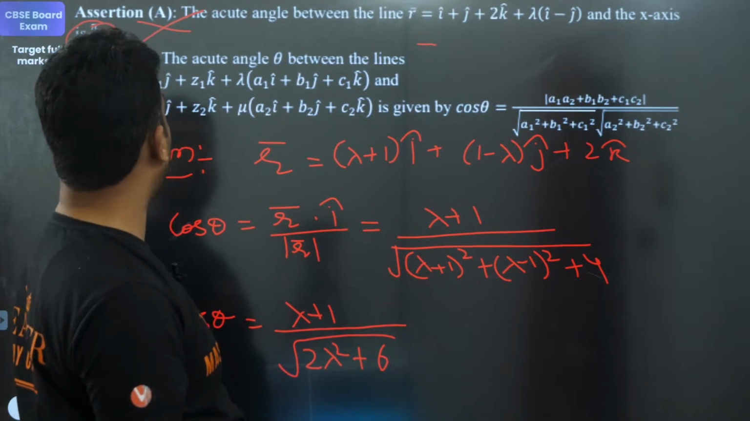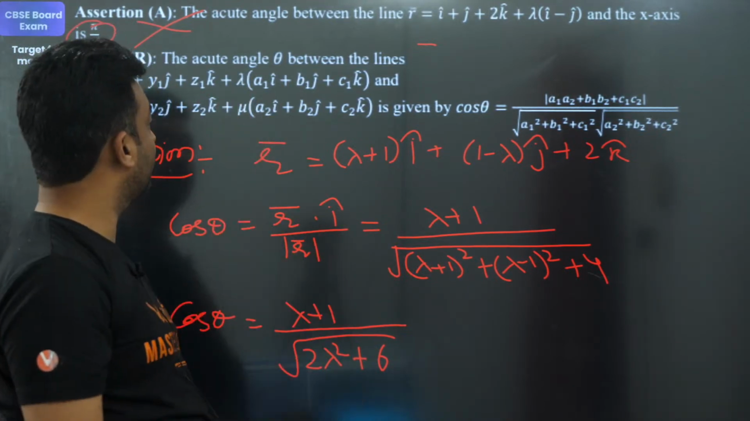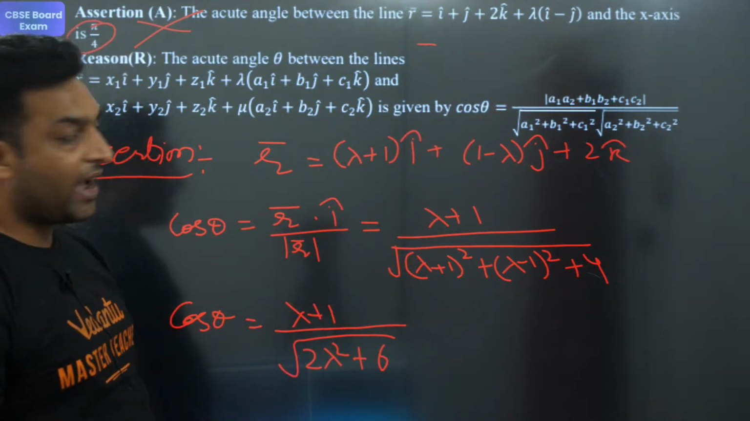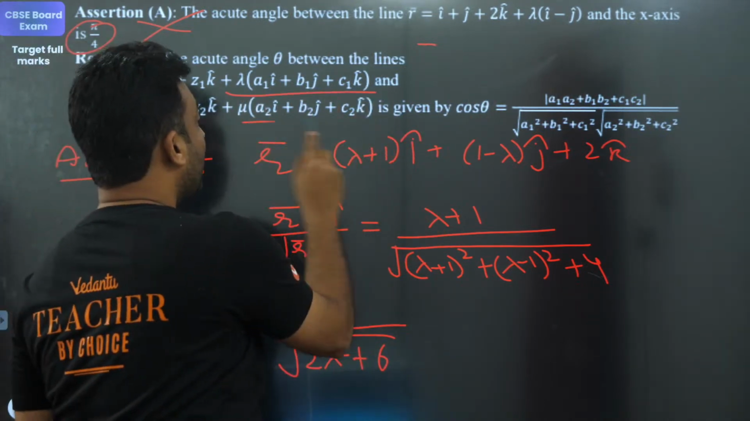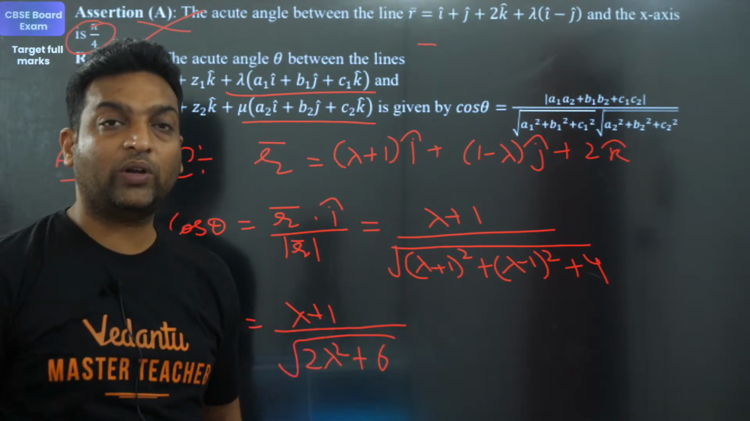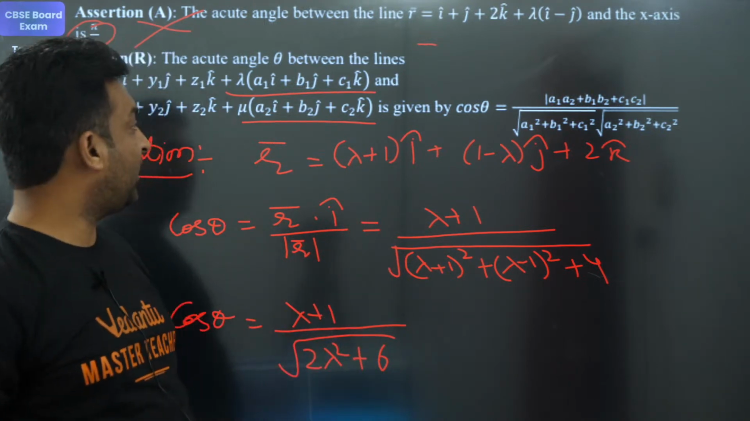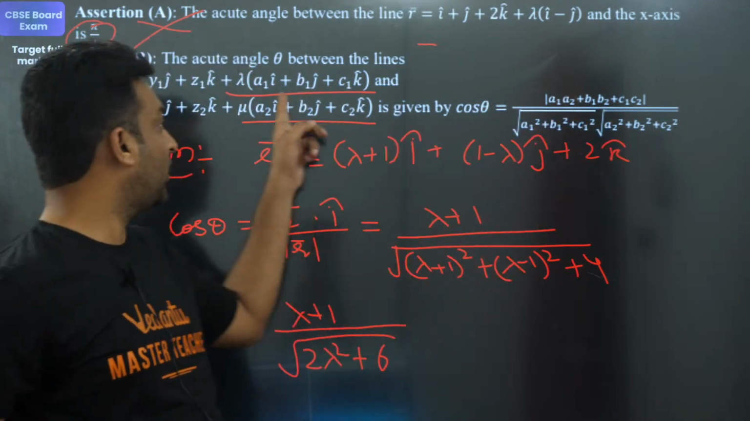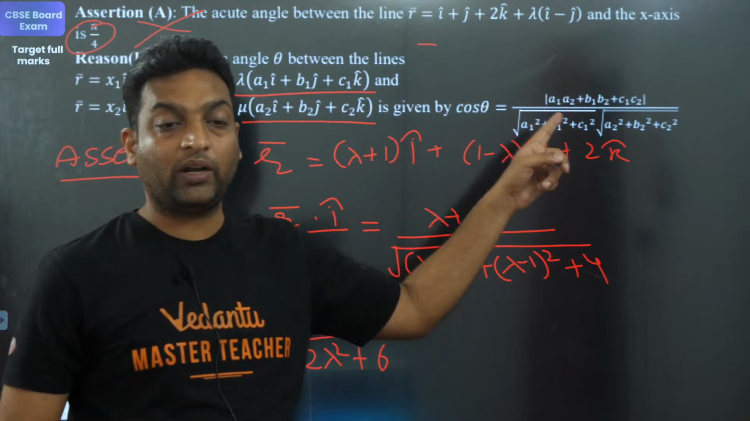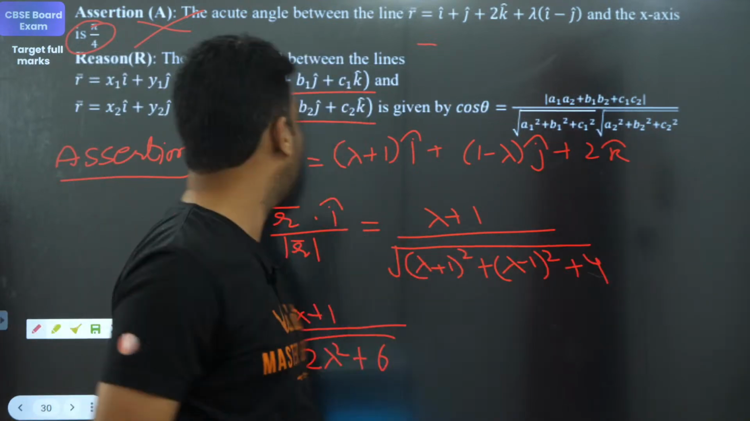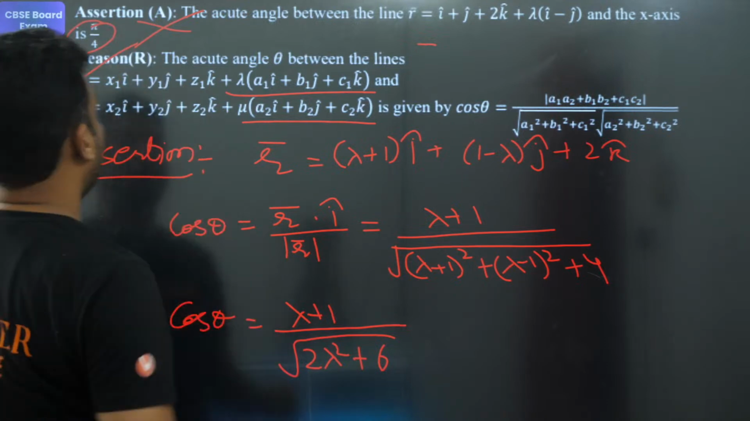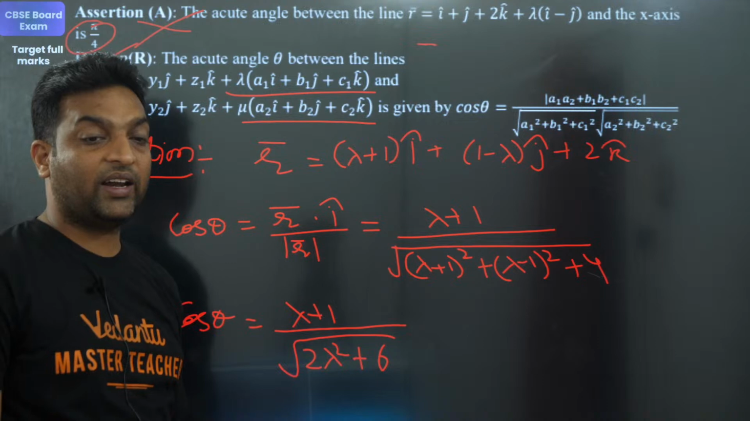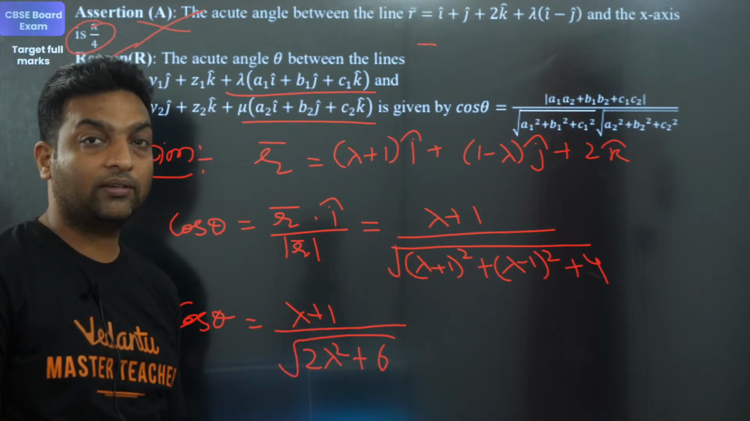Reason: acute angle between these two lines is given by this. Perfect. These are the direction ratios. Acute angle between two lines is the acute angle between the direction ratios. That is cos theta is mod of a1 a2 plus b1 b2 plus c1 c2 upon under root of a1 square plus b1 square plus c1 square into under root of a2 square plus b2 square plus c2 square. So reason is perfect. Assertion incorrect, reason correct. Got it?